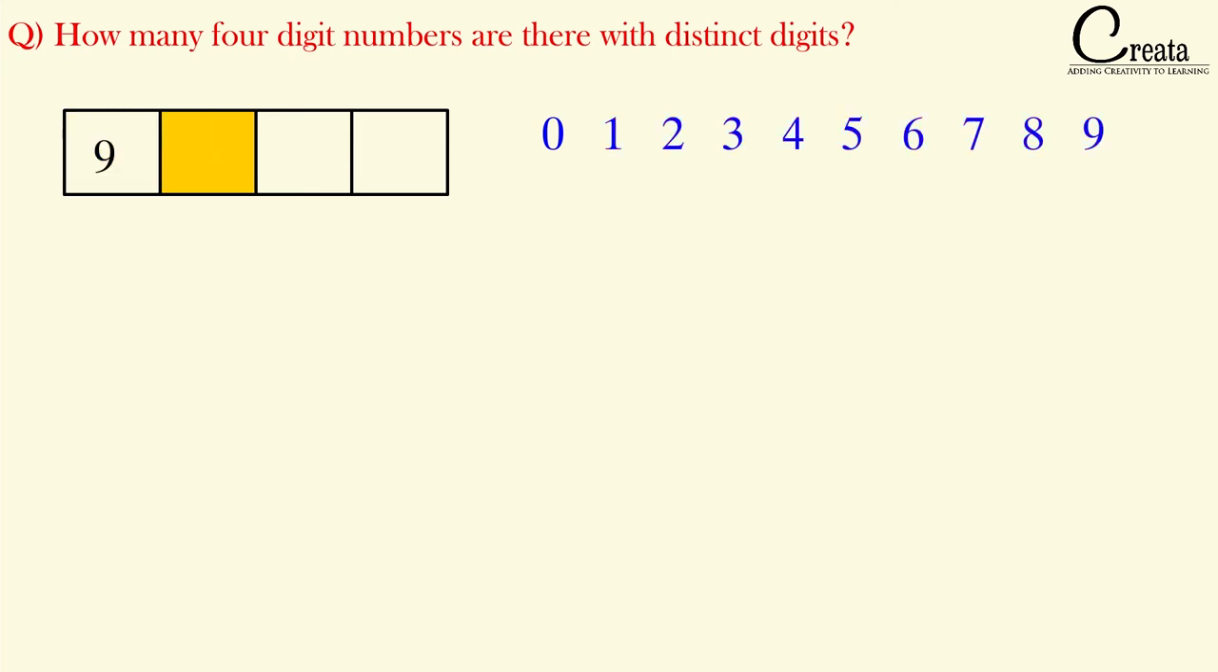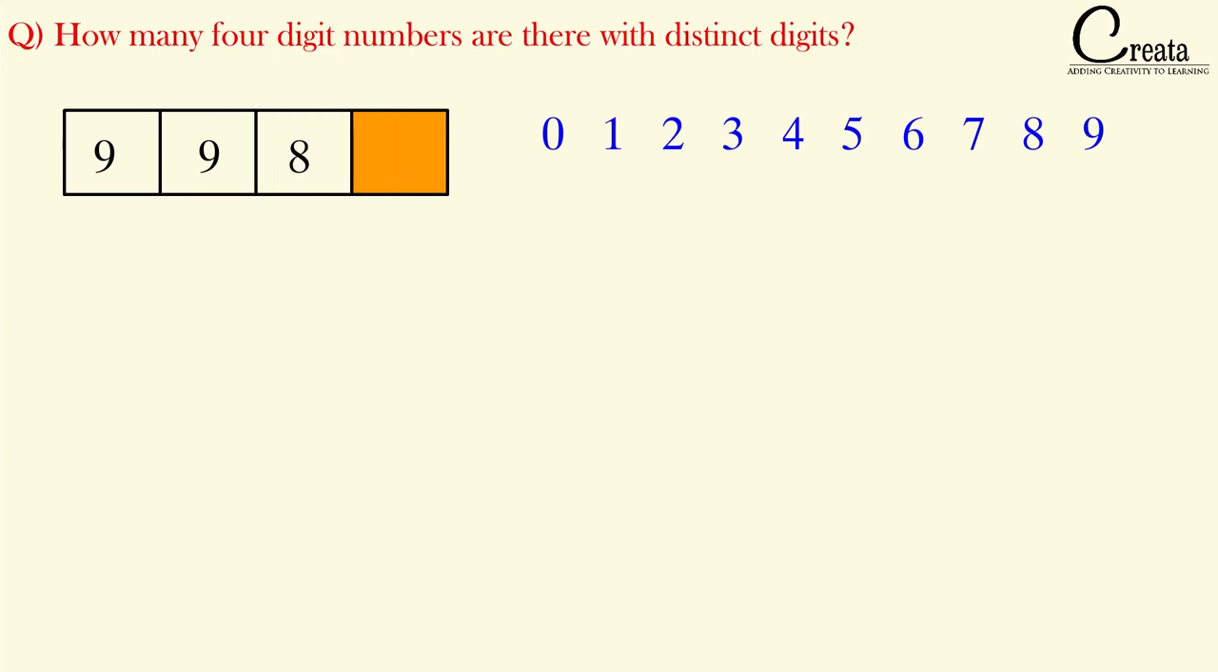In the second slot, we can have the numbers from 0 to 9, so we are having 10 choices. One number has already been consumed by the first slot, so we will be left with only 9 choices, because we have to form distinct digits, that is, repetition of the digits is not allowed. Got it? The third slot will have a total of 8 choices, because 2 choices have already been consumed by the first and the second slot.